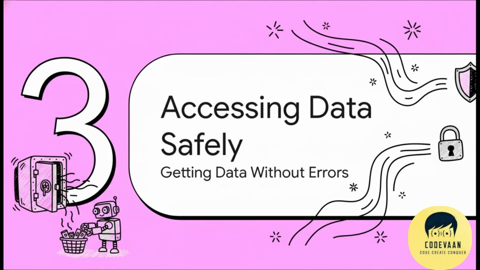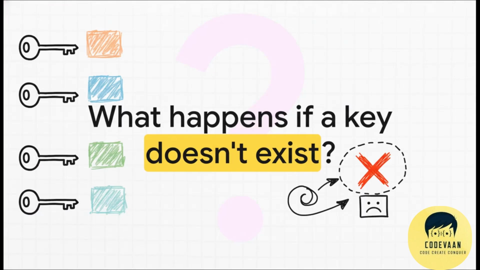All right, so we know how to put data in. Now, how do we get it back out? And maybe more importantly, how do we do it safely, without our whole program blowing up? This is where we hit a classic programming trap. So remember our dictionary? It has keys for 1, 2, and 4. What do you think is going to happen if we ask it for the data at key number 3, a key that just isn't there?